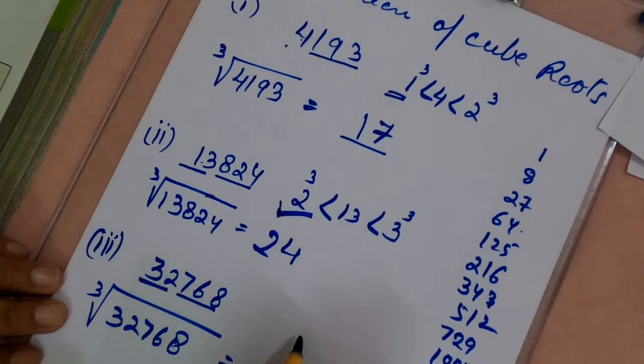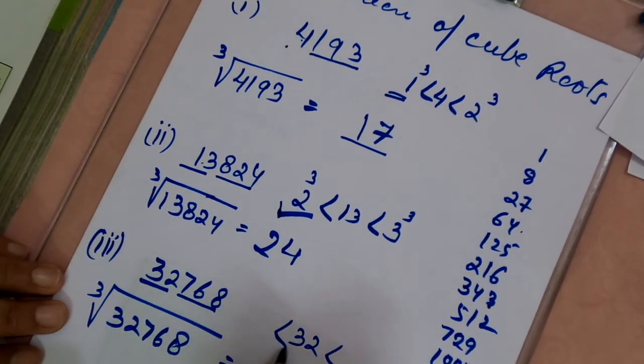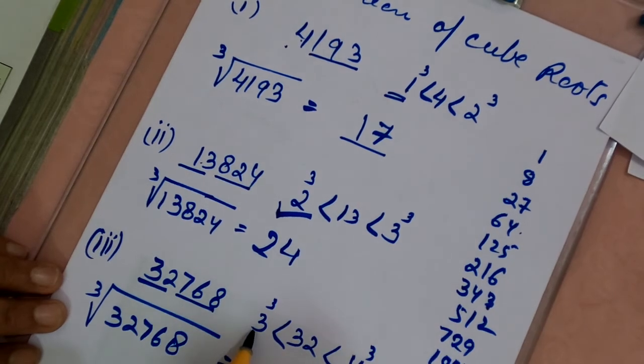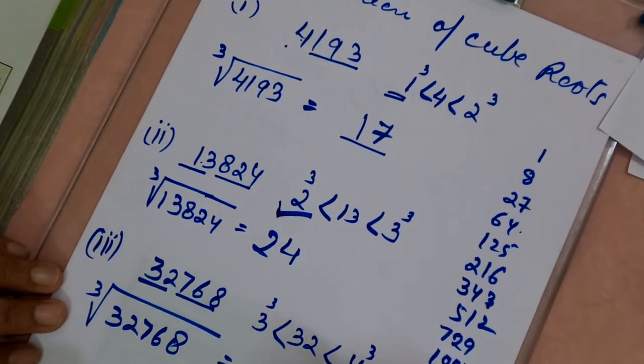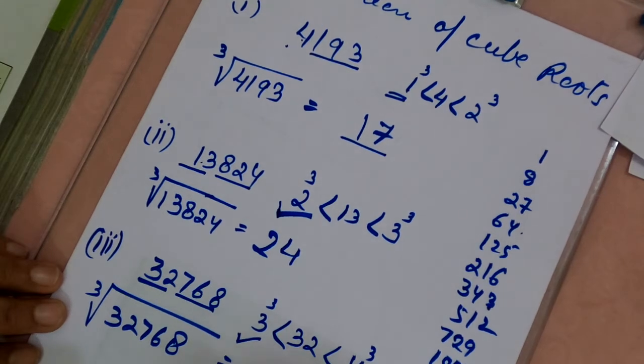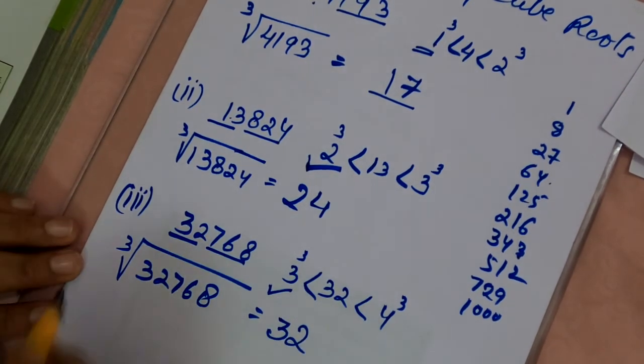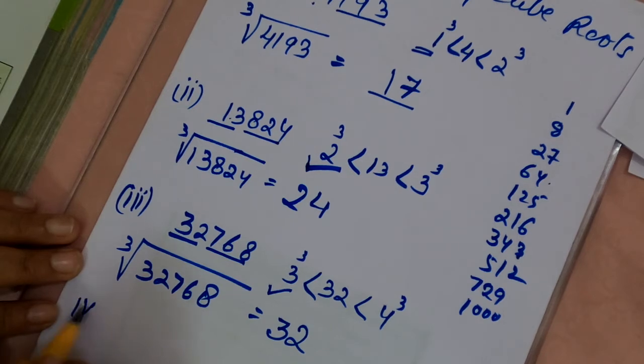Now come to 32. 32 lies between 3 cube and 4 cube, that is, it lies between 27 and 64. Which one is smaller? 3 is smaller. So we are going to take 3. So 32768 is the cube of 32. Clear? Now one more example.